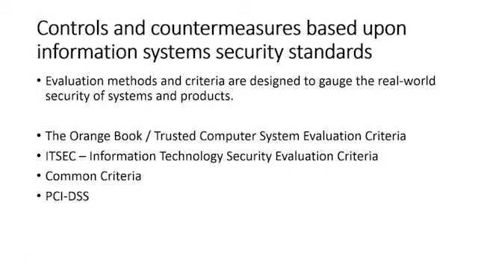Now we also need to talk about controls and countermeasures based upon information system security standards. So what this means is evaluation methods and criteria are designed to gauge real-world systems, security of systems, and products. Now, some of these we need to be familiar with, and you've probably heard of these before. We're talking things like the Common Criteria or the Orange Book, the Trusted Computer Systems Evaluation Criteria, ITSEC, the Information Technology Security Evaluation Criteria from the EU there. And then PCI, again, we're going to really hit on that one hard for the credit cards.